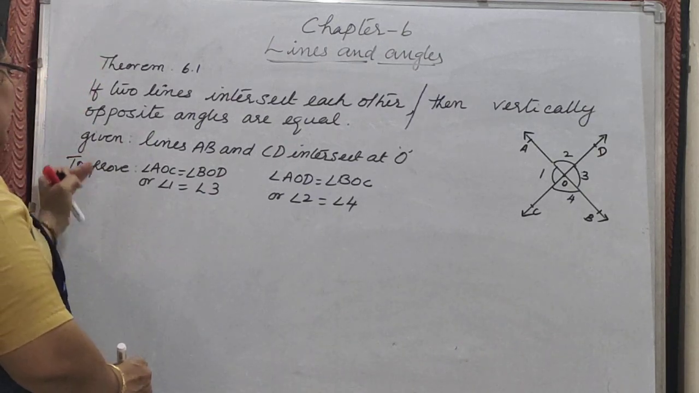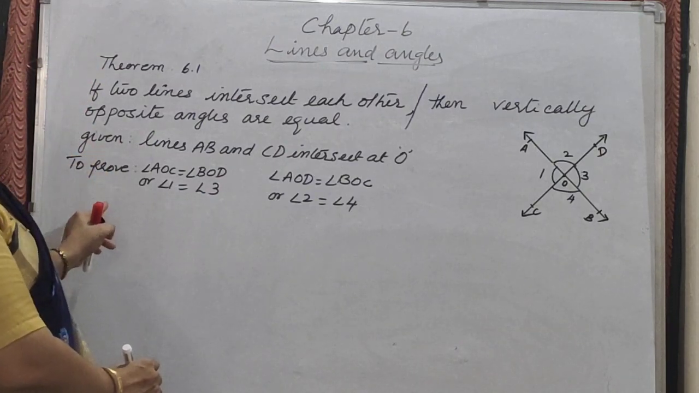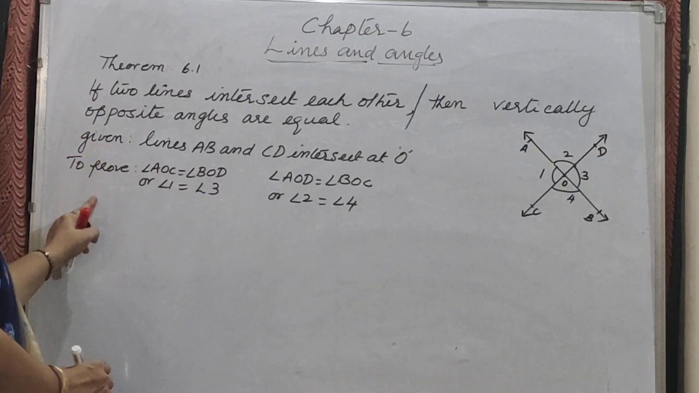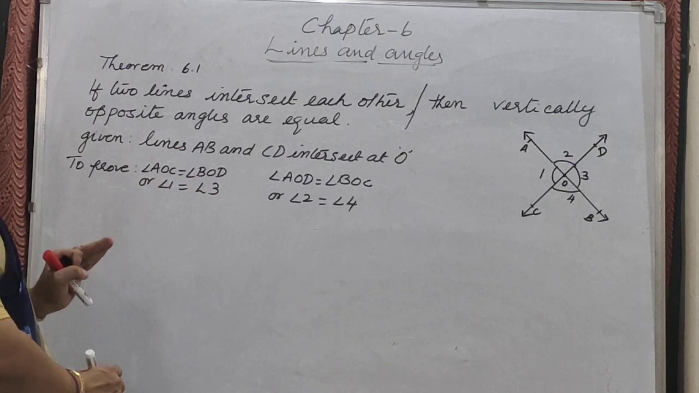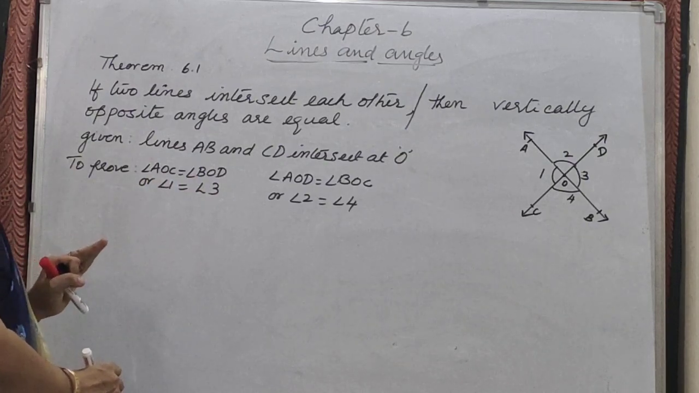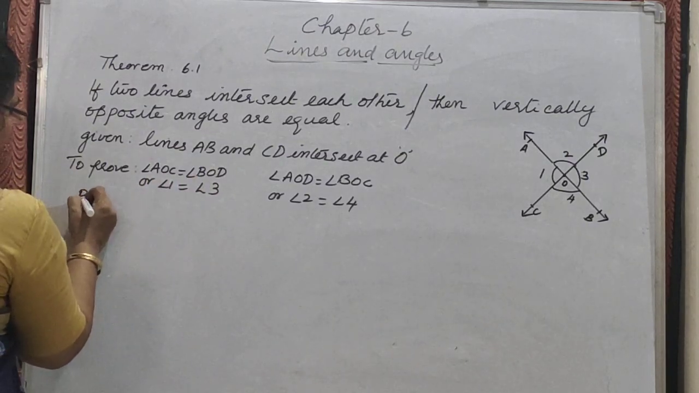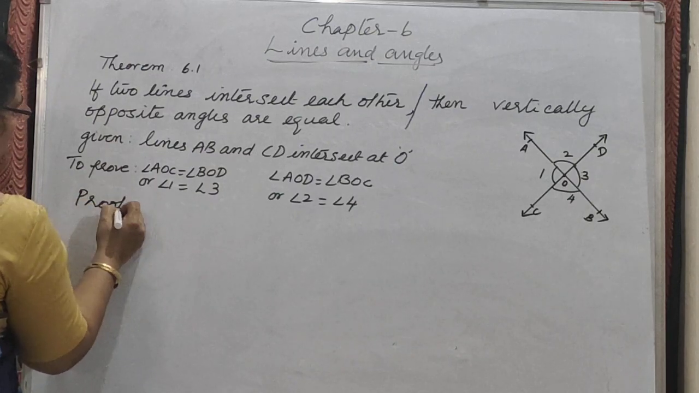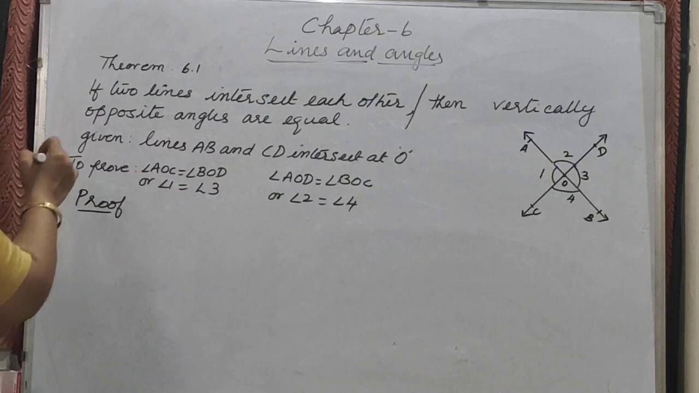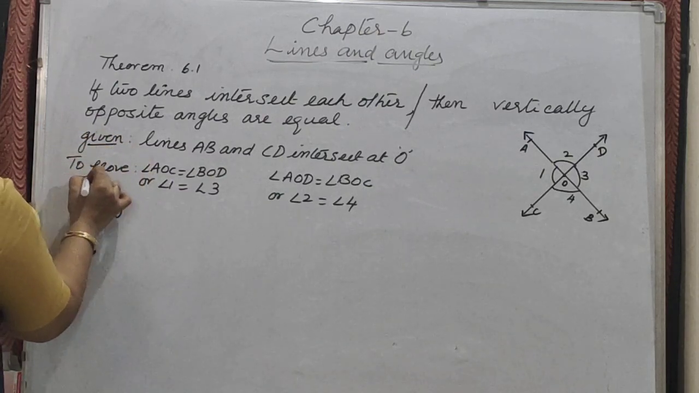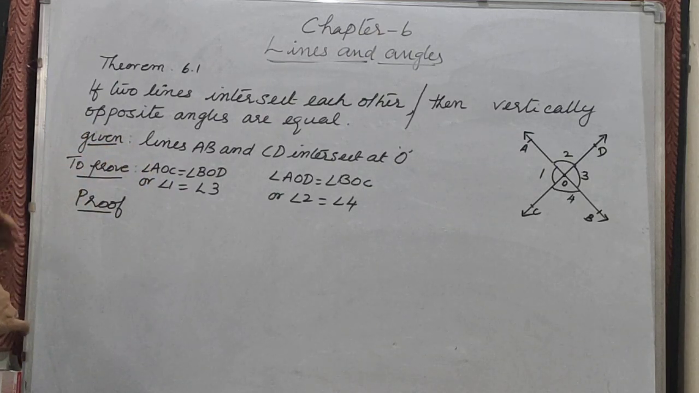So from the question itself, we got two steps. What are the two steps? First is given and the second one is to prove. Now for this theorem no construction is required, so the construction step will not be there. Now the proof. What was the first step? Given, to prove, but no construction, because we can prove without construction. We should adopt that method. Now the next step is proof.